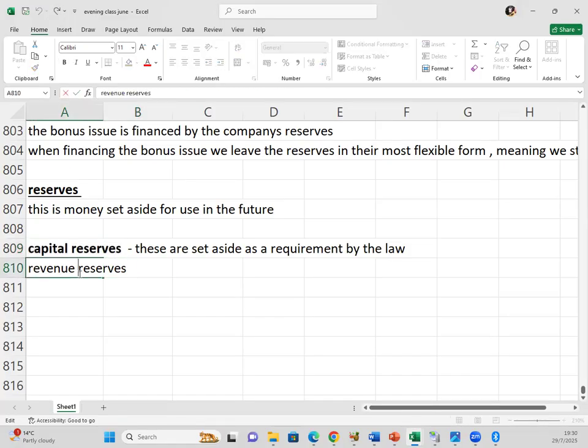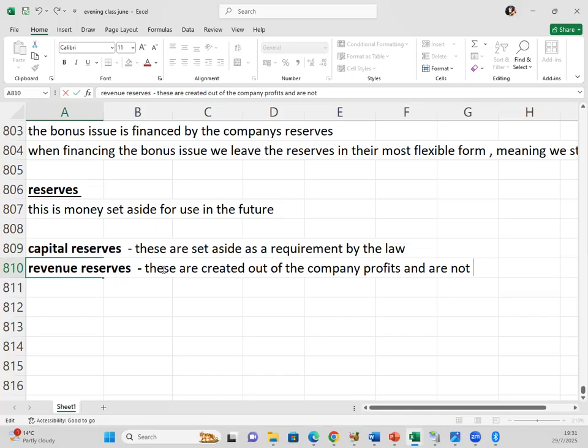Then we have the revenue reserves. These ones are created out of the company's profits, and are not a requirement by the law. They are not a requirement by the law.